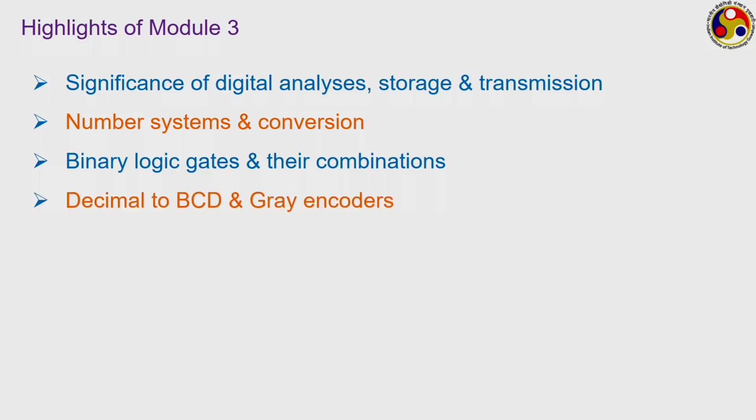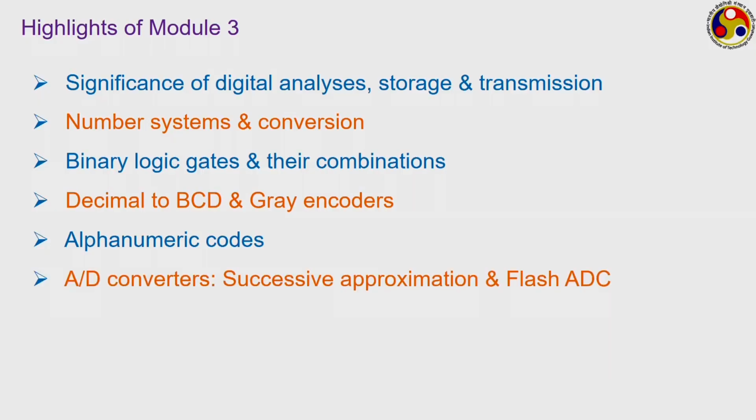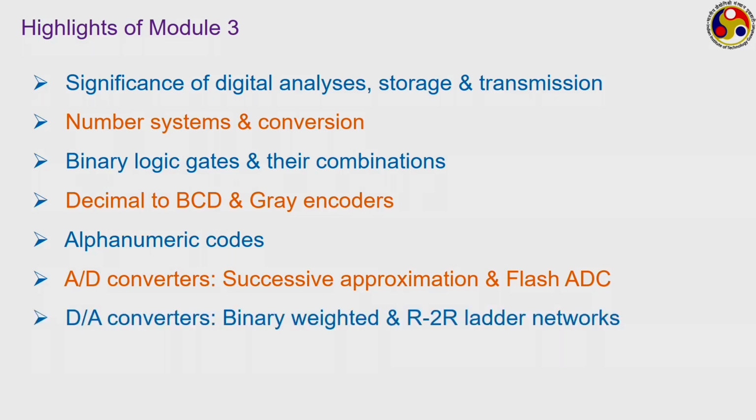Then we talked about the decimal to BCD and gray encoders. We have talked about alphanumeric codes in detail, particularly the ASCII character sets, the Unicode systems, and also a bit on the barcodes. Then we have talked about the analog to digital converters, out of which successive approximation and flash ADCs are generally the most popular one from modern technology point of view, but sigma delta is quite complicated, but can be much more accurate. And today we have discussed about digital to analog converters, where we have discussed only 2 configurations, the binary weighted one and also the R2R ladder networks.